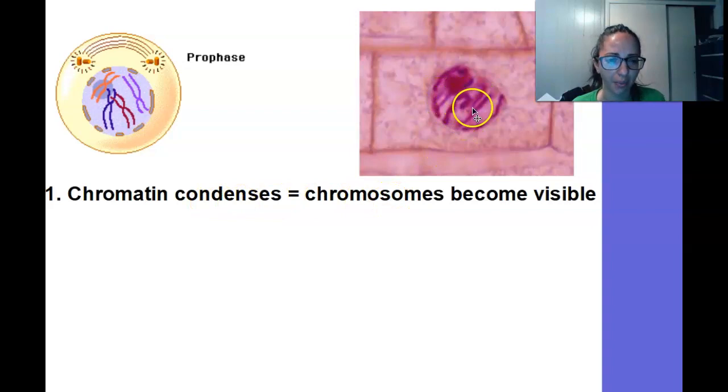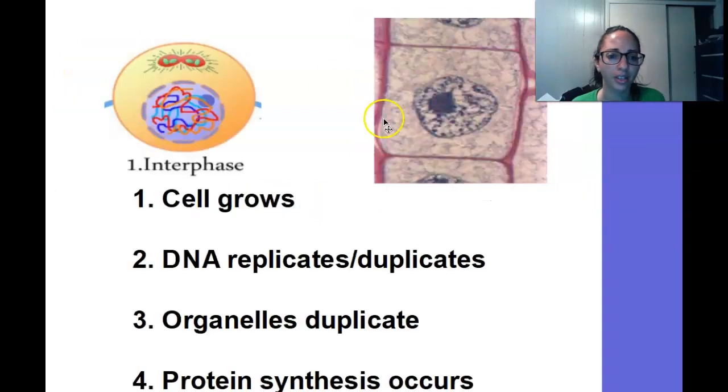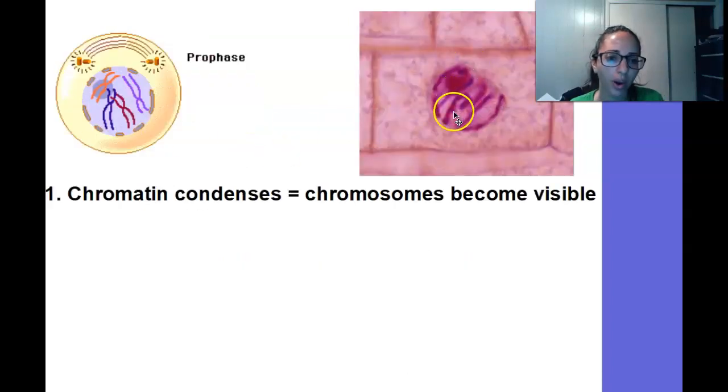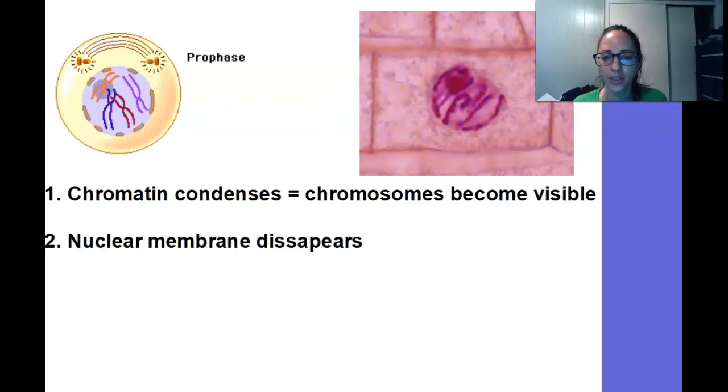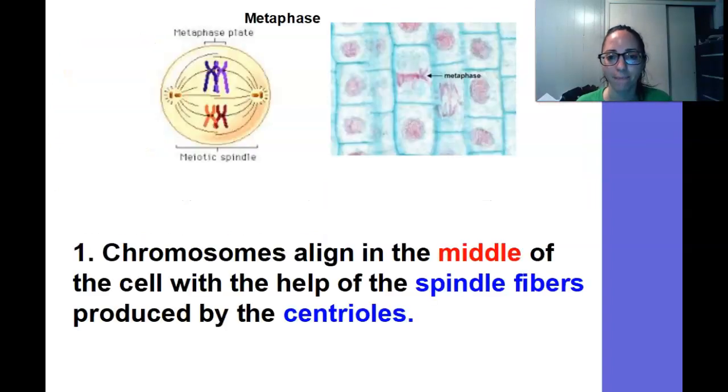And this is an example. In the prior phase, you couldn't see the chromosomes. Here, we're able to see them because they're coiled thanks to those proteins, and they're in this shape, like this. Also, what happens in this phase is that the nuclear membrane begins to disappear. It breaks down.